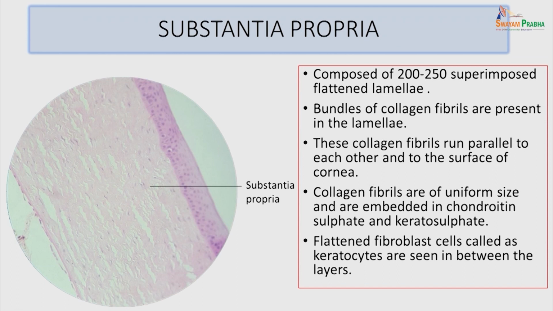Flattened fibroblast cells called keratocytes are seen in between the layers. In the microscopic view, you can see the substantia propria and you can see the collagen fibers. In between, you can see the nuclei which belong to the fibroblast cells.